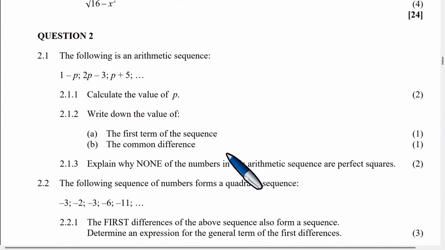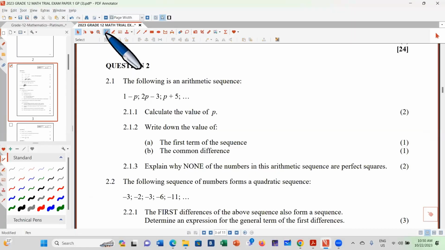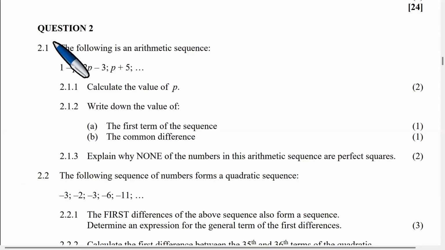Question 2 is about sequence and series. And sequences and series are extremely important because they are part of the grade 11 syllabus, but also part of the matric syllabus grade 12.